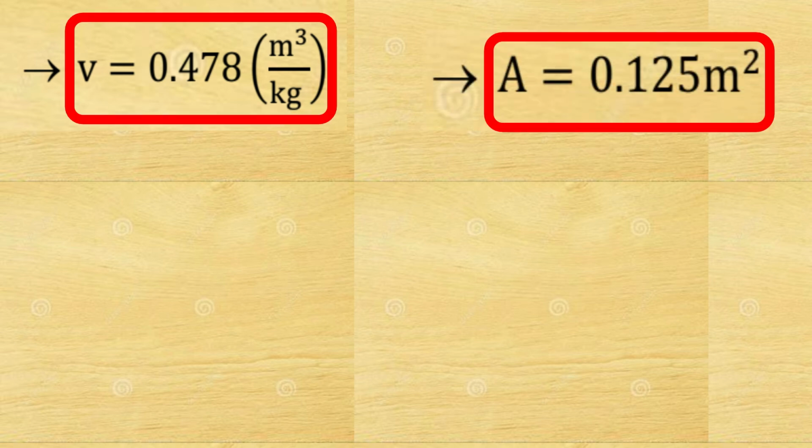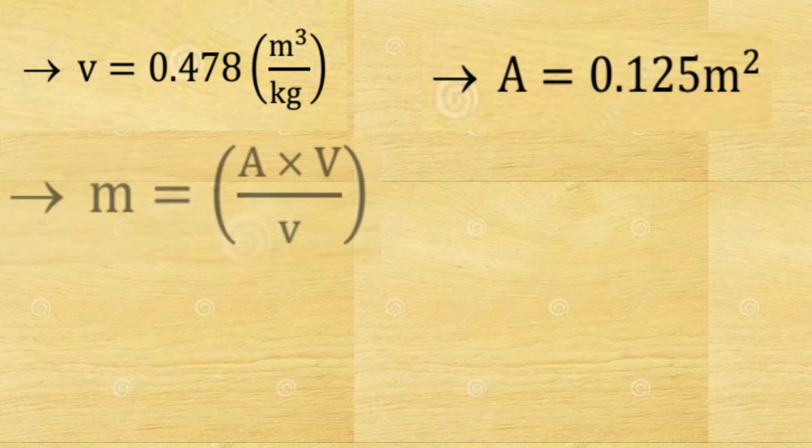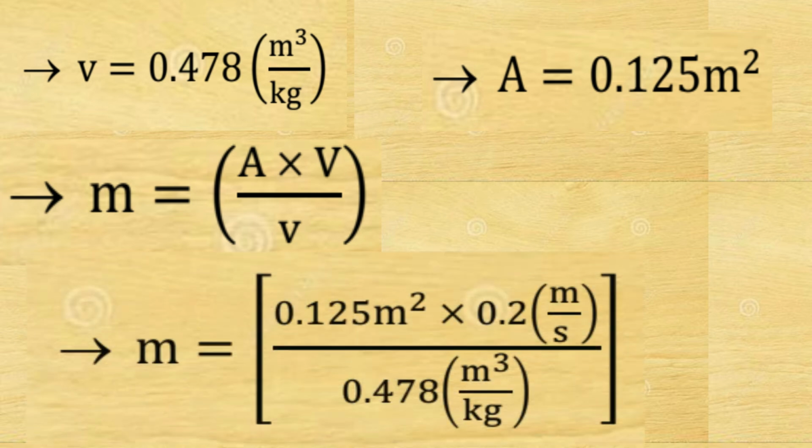Now it's time to find the value of mass flow rate of air. Okay, so we know the formula m is equal to A into capital V whole divided by small v. So we will substitute the values. We get m is equal to 0.125 meter square into 0.2 meter per second whole divided by 0.478 meter cube per kg.